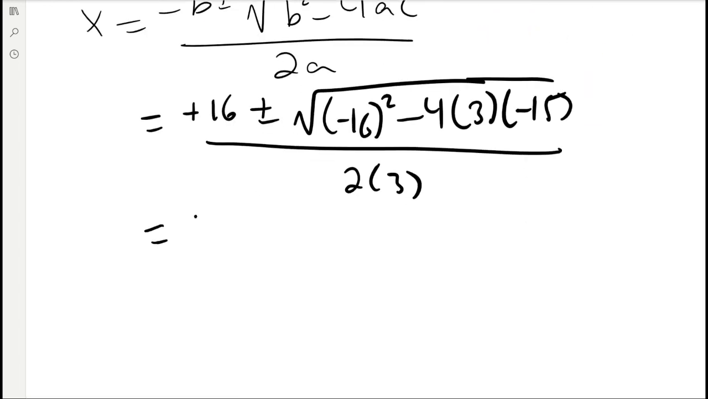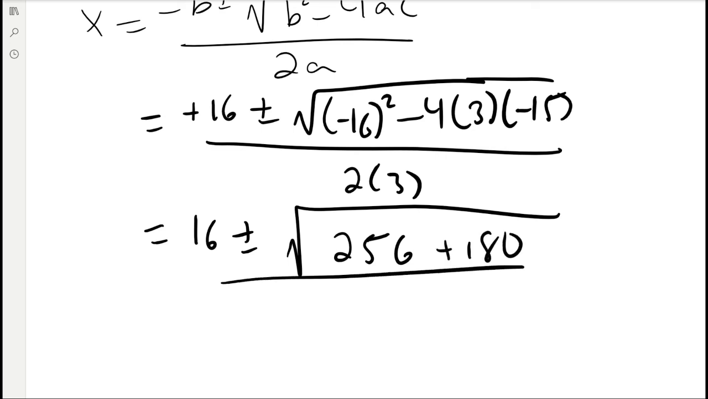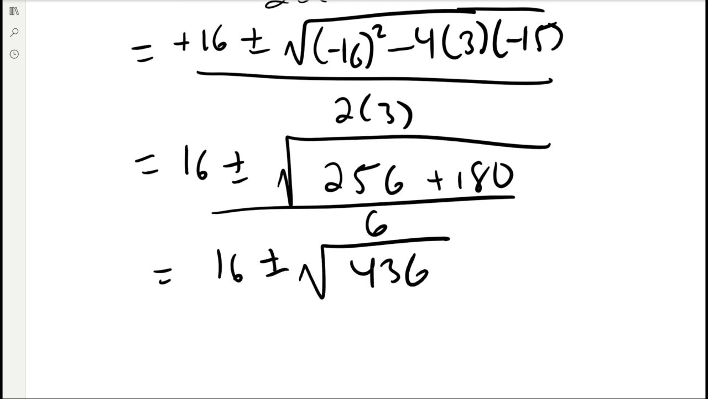So we're going to go ahead and have to plug and chug here, do the calculations. So 16 squared is 256. Negative 4 times 3 is negative 12. Negative 12 times negative 15 is positive 180, over 2 times 3 is 6. 256 plus 180 is 436. And you can't do the square root of 436, so we're going to leave it.